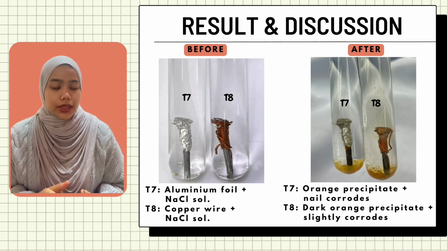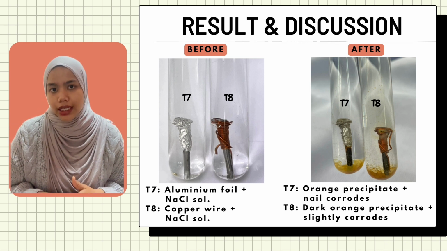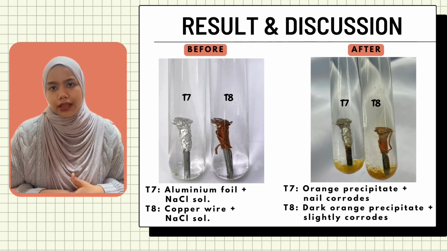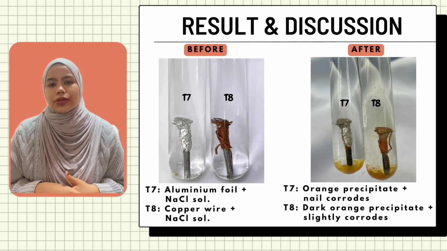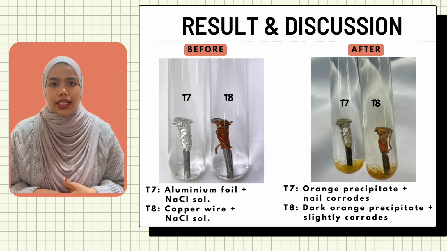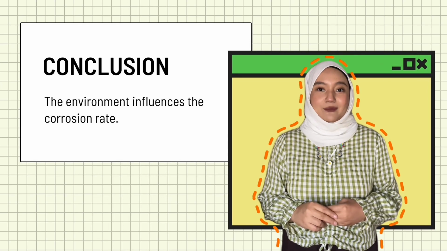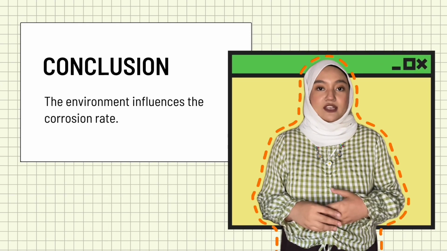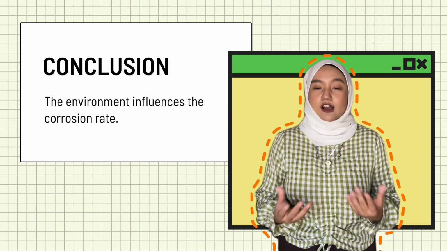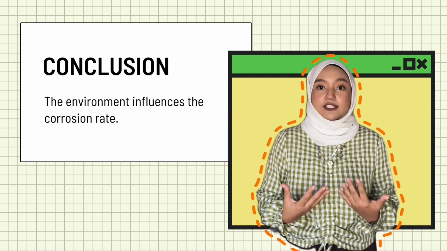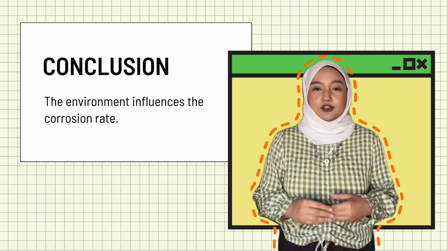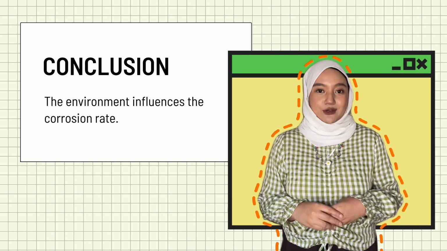At the last test tube, which is test tube number 8, the nail hardly corrodes and produces brick red precipitate. So these two test tubes have second and third level of corrosion respectively. We may conclude from our research that the environment influences the corrosion rate. Rusting requires the presence of oxygen and water, and salt dissolved in water accelerates the process. Copper and iron also contribute to iron's corrosion.